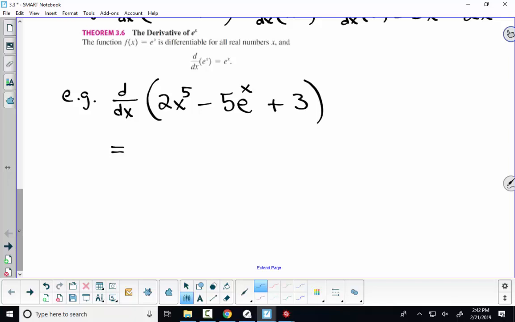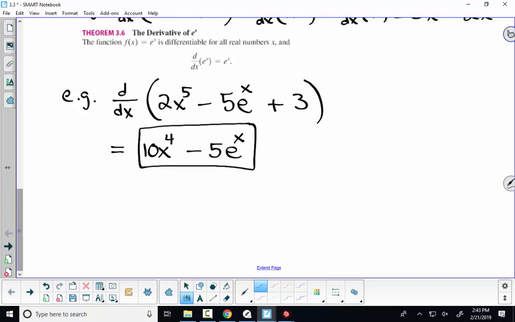10x to the 4th. Okay, derivative of 2x to the 5th: the 5 comes down to multiply the 2, and it's x to one less power. Minus 5 e to the x, right? Because the 5 times the e to the x, the 5 is outside of the derivative. So it's negative 5 times the derivative of e to the x, which is e to the x. And then the derivative of positive 3 is 0. So there's the derivative of that function.